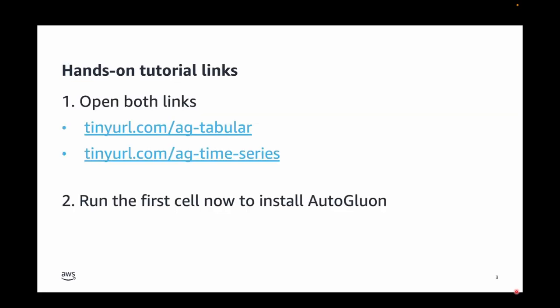And the first thing that I want to ask you to do is to go to both of those links. They will lead to Colab notebooks. Now you have to play the first cell, which will do a pip install of AutoGluon. This will take maybe 3 minutes, but we can do it right now so that we save time when it comes to the actual hands-on sessions. And I will do the same right now.